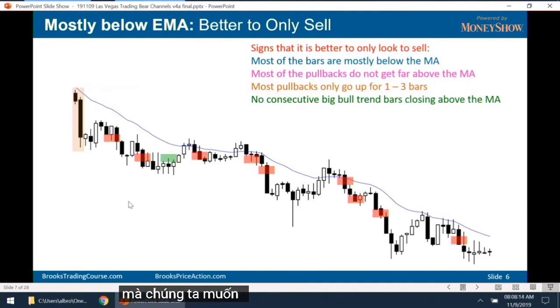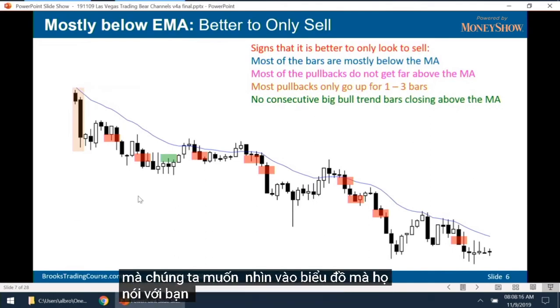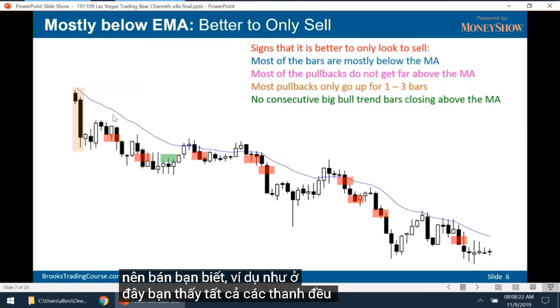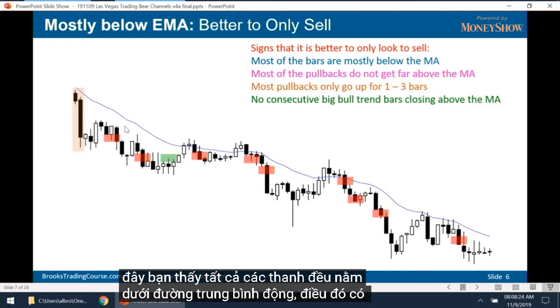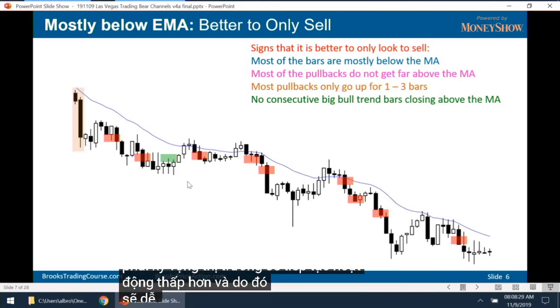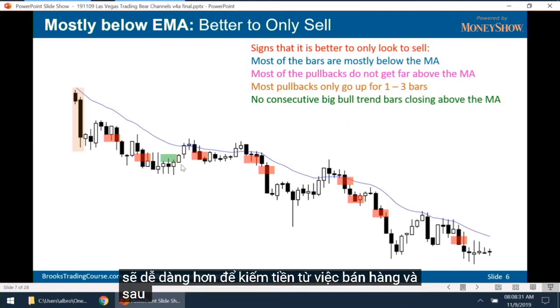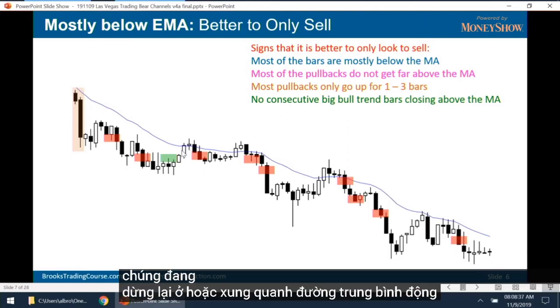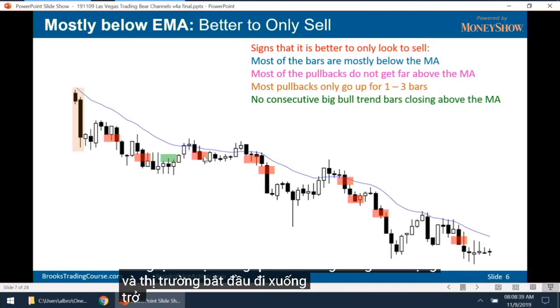Now, there are things to look at on a chart that tell you that it's mostly better only to look to sell. For example, here, what do you see? All the bars are below the moving average. That means you have to expect the market is going to keep working lower, and therefore it's going to be easier to make money selling. And then you get pullbacks that are racing up to the moving average, but they're stopping at or around the moving average, and the market's starting to resume down again.